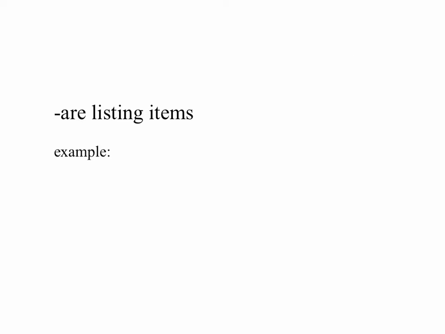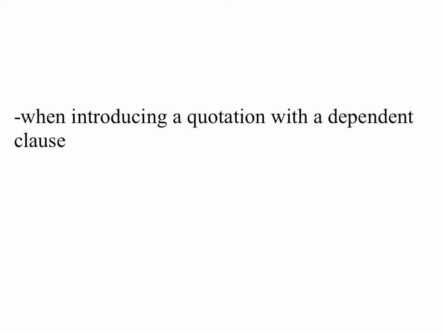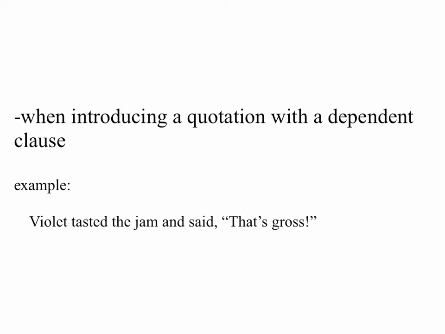You are going to need to use commas when you are listing items. Here's an example. "The ingredients for Doug's jam included strawberries, sugar, hot peppers, salt, ketchup, and an old shoe." You are going to need to use a comma when introducing a quotation with a dependent clause. Here's an example. "Violet tasted the jam and said, 'That's gross.'"